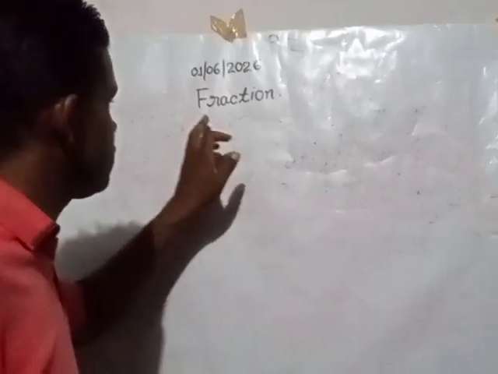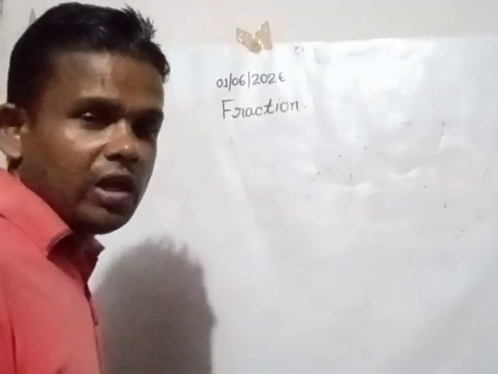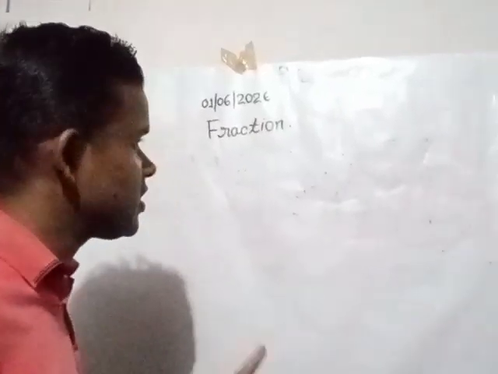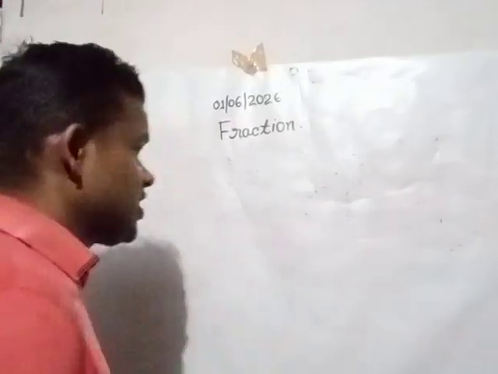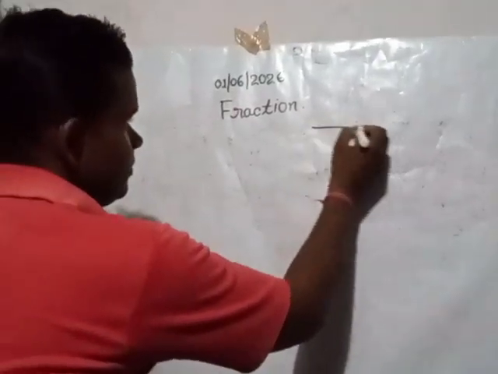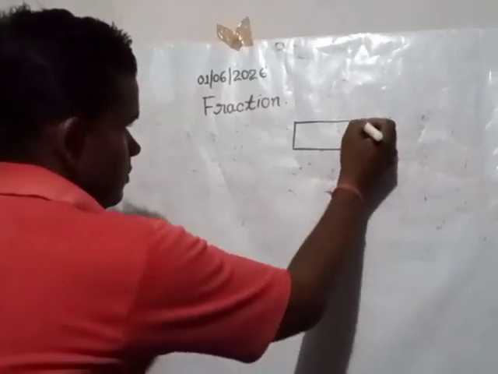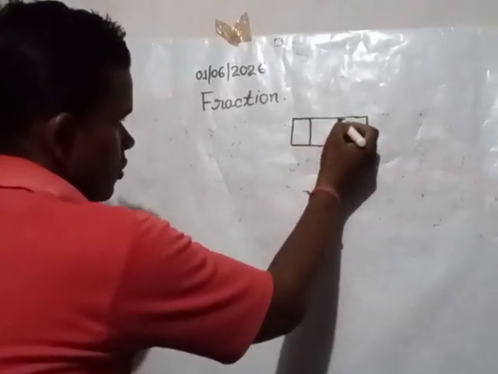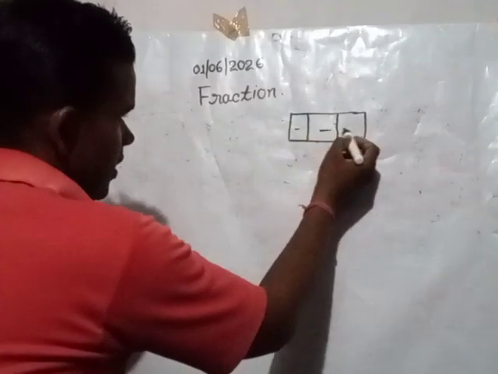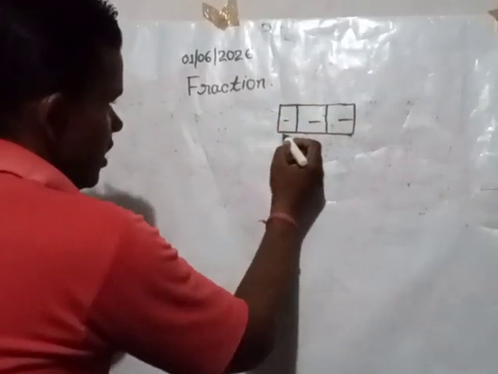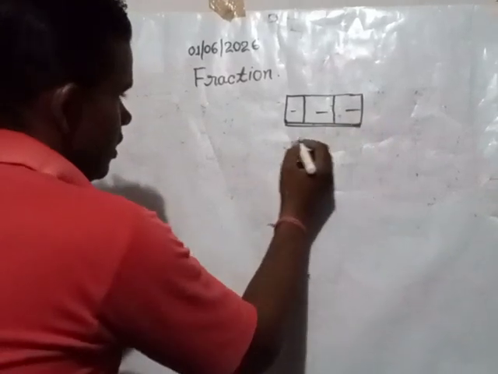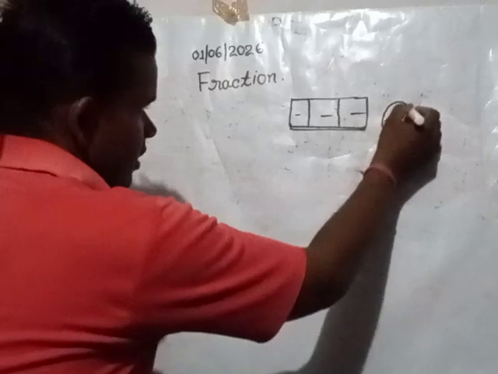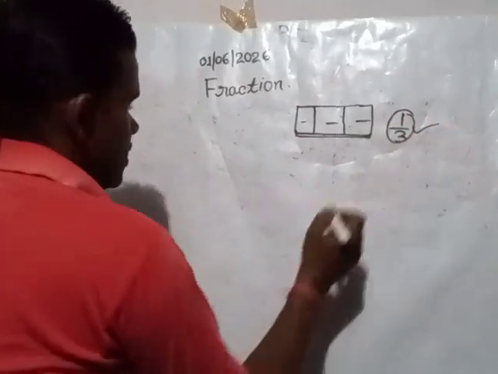Here we try to understand what is a fraction. When any whole thing is divided into many equal parts, each part is called a fraction. Suppose here is a field. If we divide that field into three equal parts, that part, that part, that part, and we say each part is equal, then we say 1 by 3 is each part. That means 1 by 3 is a fraction.